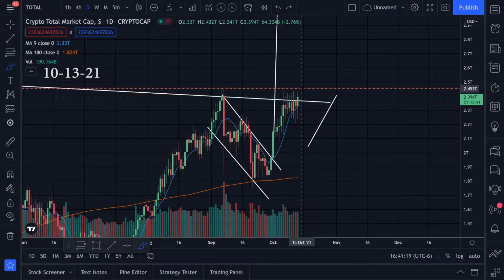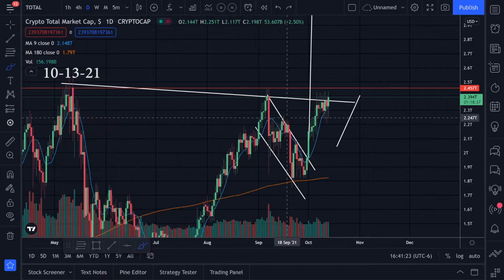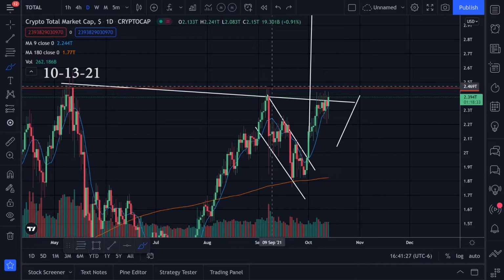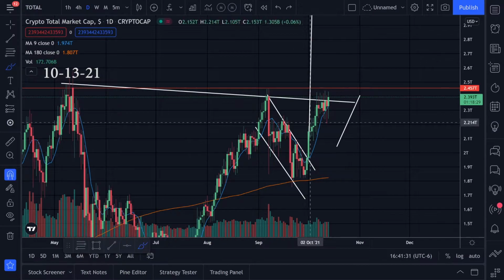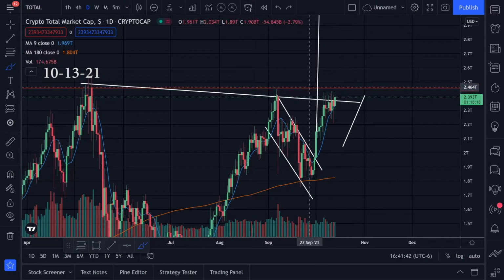And then for a confirmation, I want to see the next day be a green candle and continue to move up. The other thing I want to see us do is break this red horizontal line I have right here. That's where this previous top is right there. I think if we could break above that line right there, we'll be setting a higher high, which will be very bullish.